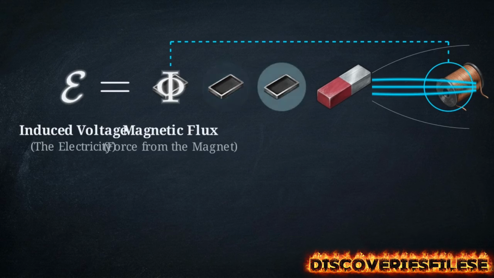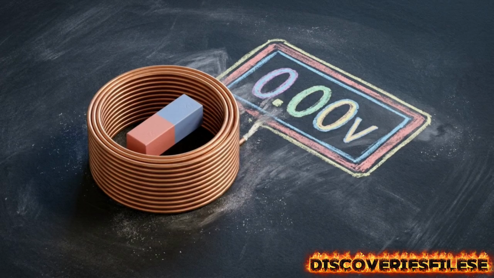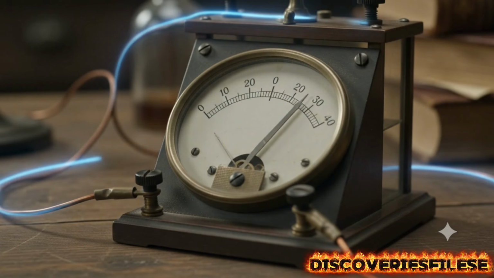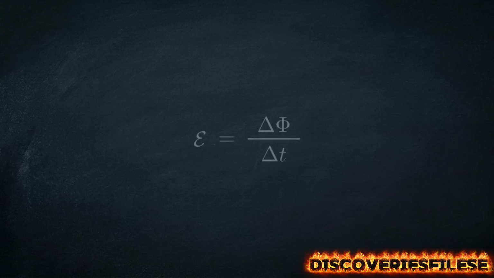But there is a catch. If you leave that magnet resting perfectly still inside the coil, your voltage output is absolute zero. To generate electricity, the math requires action. We add the Greek letter delta to represent change, and we divide that change by a specific duration of time.